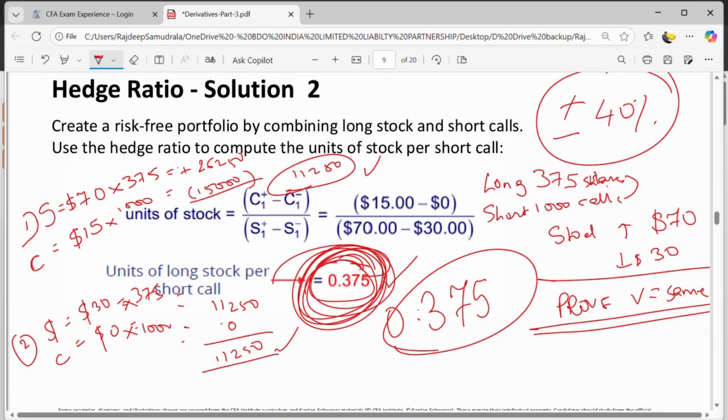Clear? And also you learn how to prove that V is the same in both the scenarios. So you learn two concepts today: one, valuation up down using binomial, and two, hedge ratio up down using certain defined percentage increase decrease. Clear? So sir already showed you how to do questions.